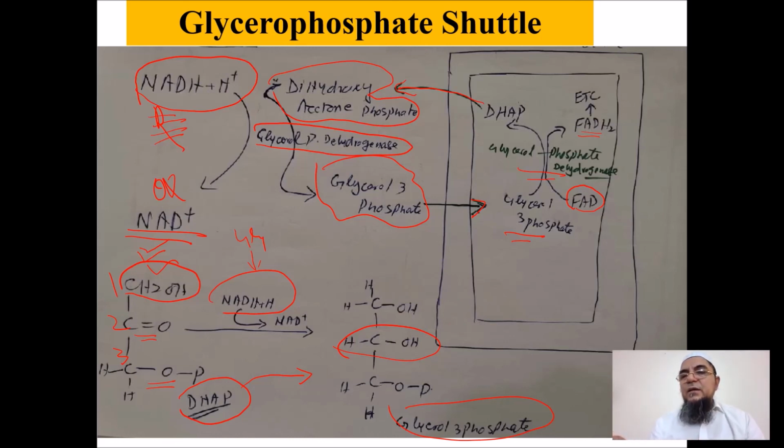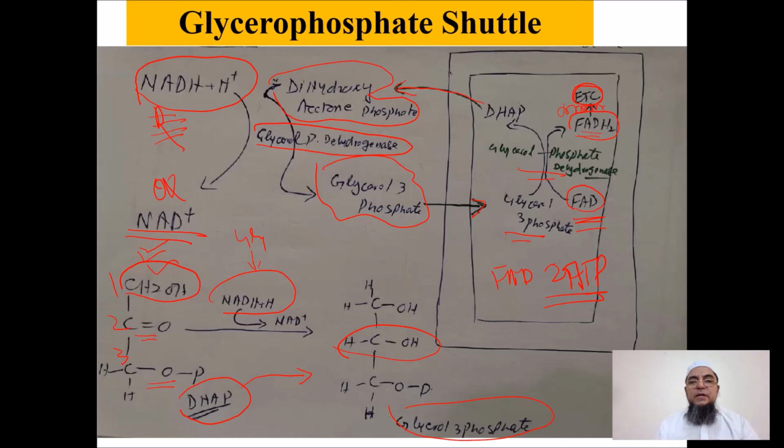But what will happen here? When this FADH2 is formed, the inner acceptor is FAD, and then FADH2 will enter into the electron transport chain, move in the electron transport chain, and make energy. From our previous knowledge, FADH2 will give us 2 ATP. So this glycerophosphate shuttle is a pathway where 1 ATP less is synthesized, because the inner acceptor is FAD instead of NAD.